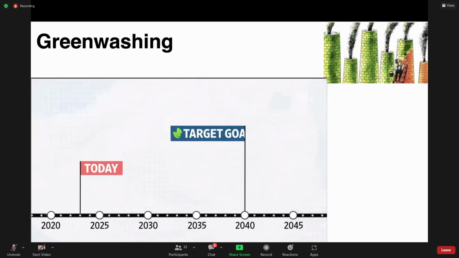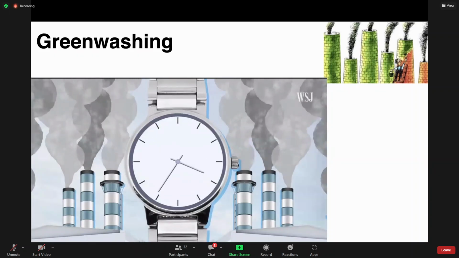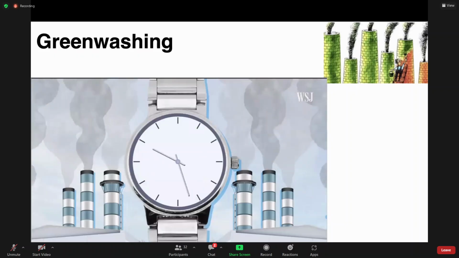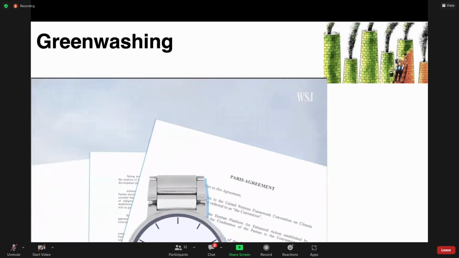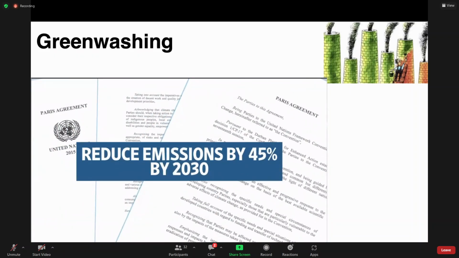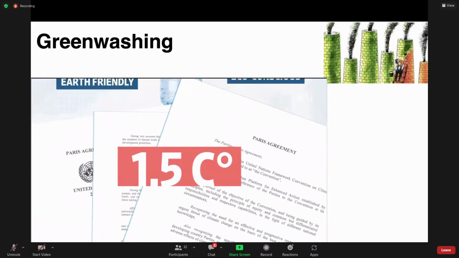Plus, activists say companies have decades-long timelines to reach their goals. A company can promise to achieve zero emissions by 2050, but if it doesn't have intermediary goals, it's unclear when it will actually start reducing emissions. And time is essential for reducing greenhouse gas emissions. That's because the United Nations Paris Agreement calls for global emissions to be reduced by 45% by 2030, in order to keep global temperatures from rising by no more than 1.5 degrees Celsius.